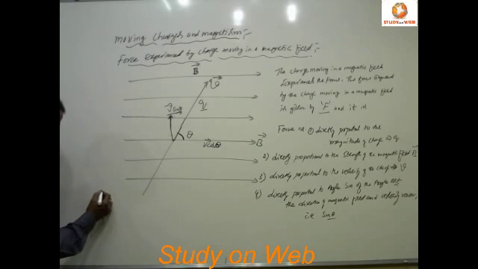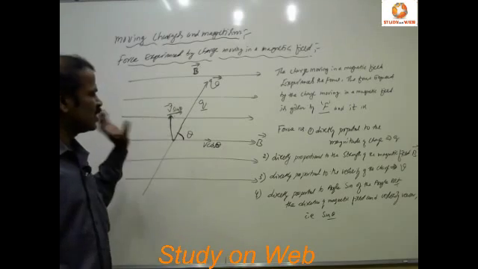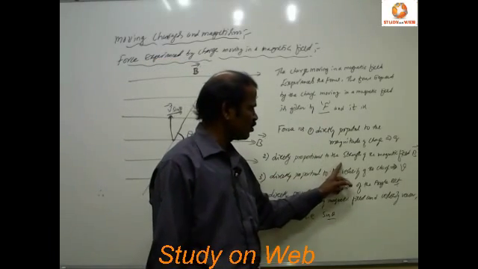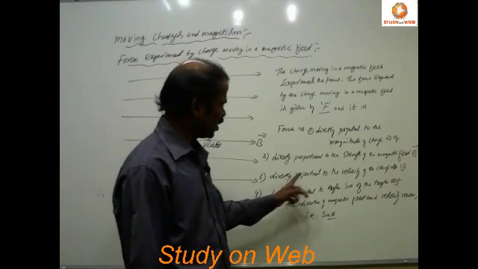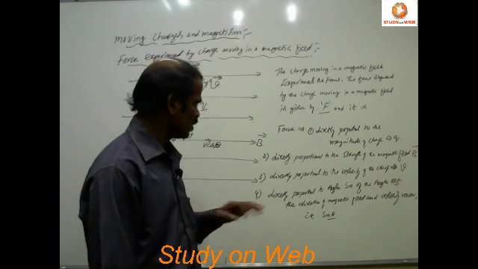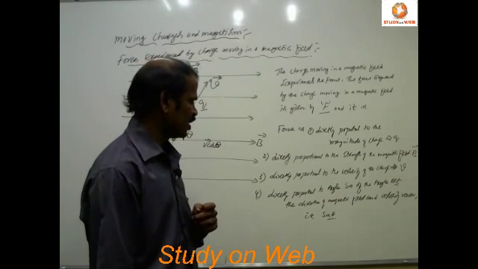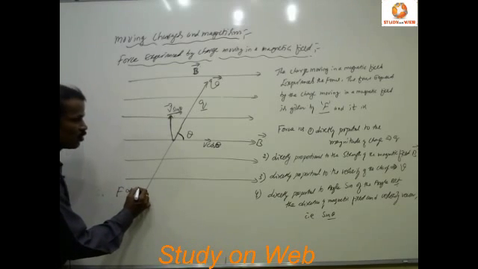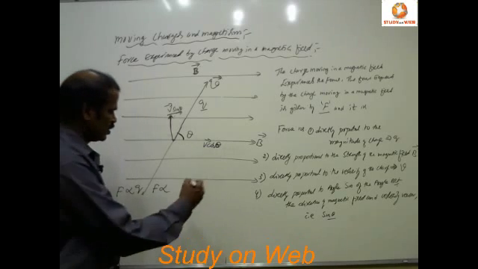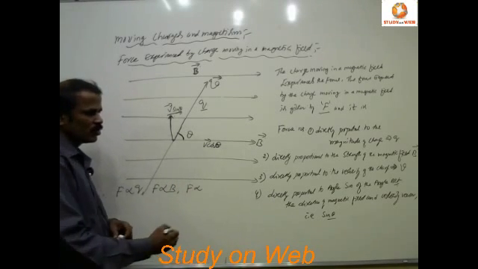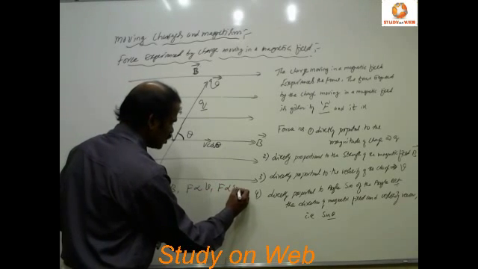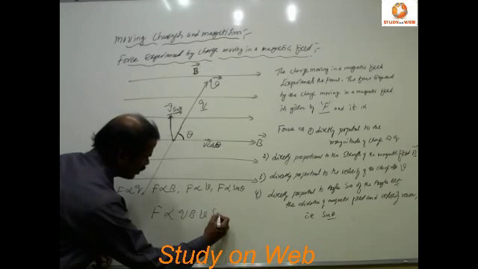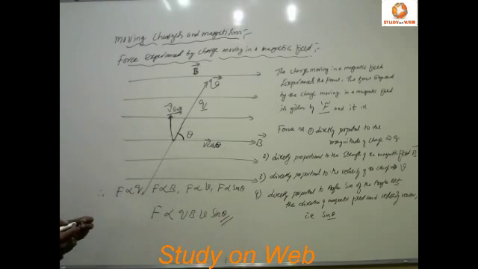Therefore, the force experienced by the charge moving in the magnetic field is directly proportional to the magnitude of the charge Q, directly proportional to the strength of the magnetic field B, directly proportional to the velocity of the charge, directly proportional to the sine of the angle between the direction of the magnetic field and the velocity vector, that is F proportional to first one Q, F proportional to second one B, F proportional to third one V, F proportional to sin theta, or F proportional to Q B V sin theta.